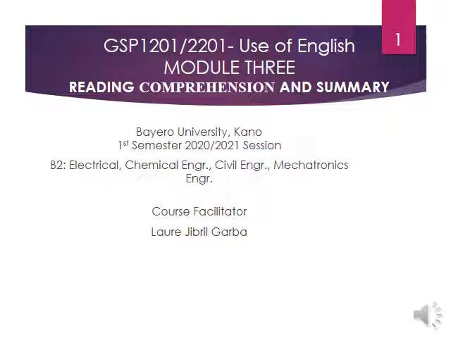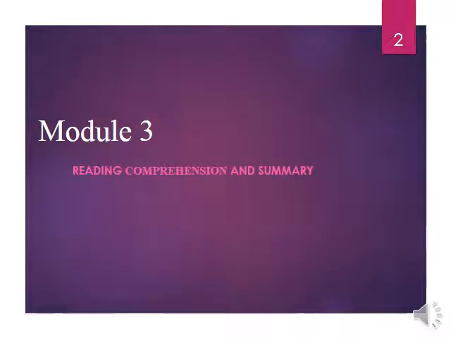As we know, this course comprises 7 modules, and today we are going to look at module 3. Module 3 has to do with reading comprehension and summary. As I said earlier, module 3 has to do with comprehension and summary. We are going to look at these items to see what they are all about. When we say reading comprehension and summary, what do the two concepts mean?